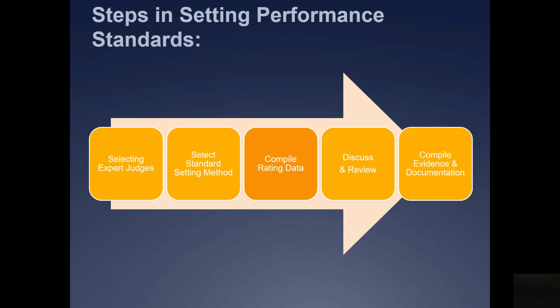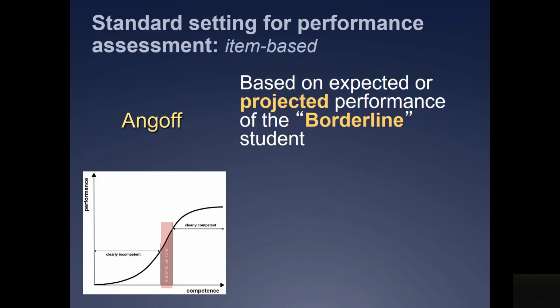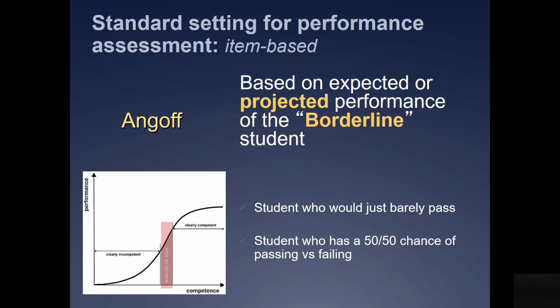So if I were there with you together, I would say, okay, let's walk through this process. What I'm going to start with is the Angoff method, which again is the item-based standard setting process. And what we want to do is we're basing this on projected performance score of the borderline student. And what do I mean by that? Here we have this pink zone, and are they passing or are they not? It's that student that will maybe pass. In the language that we use is barely pass. The student who has a 50-50 chance of passing versus failing. So that borderline student, that's who we're targeting during the Angoff process.